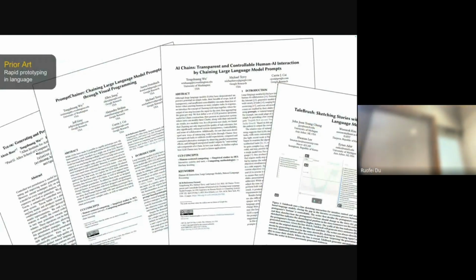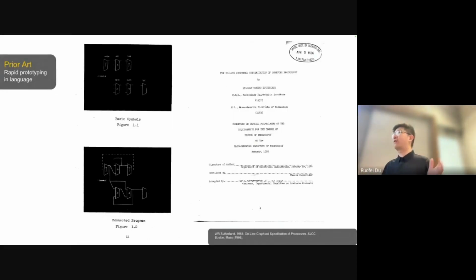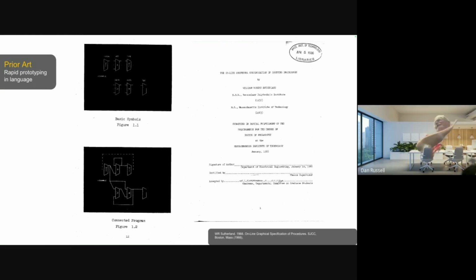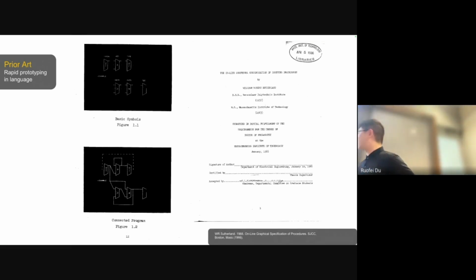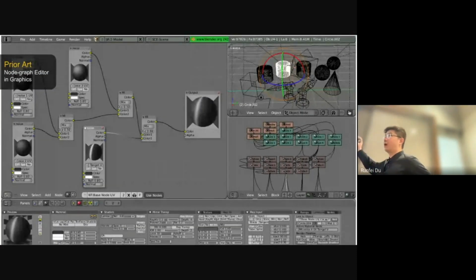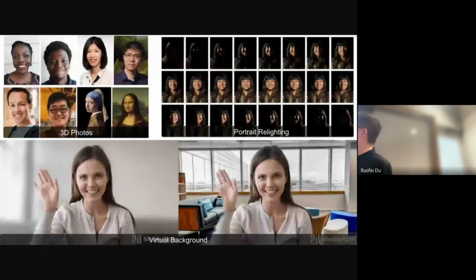Our work is built upon prior art in AI Chains and PromptMaker by Michael and Carrie at Google. However, those focus mostly on language applications, whereas we focus on graphics and more visual things. And actually, node graph editing is not a new concept. It dates back to almost 1966.